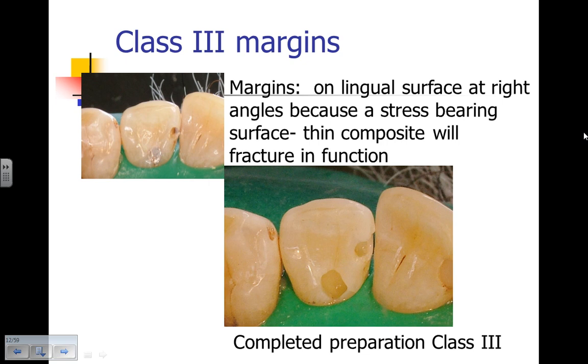The margins for the Class III preparation depend upon whether it's stress-bearing or non-stress-bearing. Since the majority of Class III preparations have a lingual approach, the lingual margins are stress-bearing areas for Class I and Class II occlusions. And so we don't want to bevel those areas, and we leave it at a right angle margin, because if we bevel, we leave a thin flange of composite that can fracture and function.